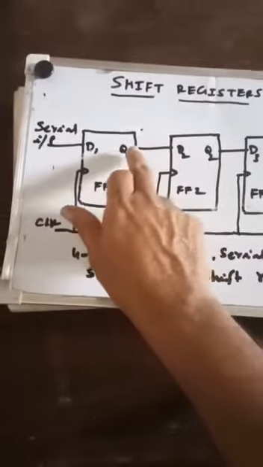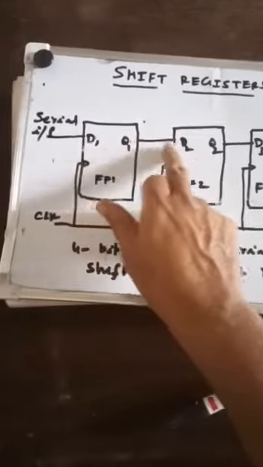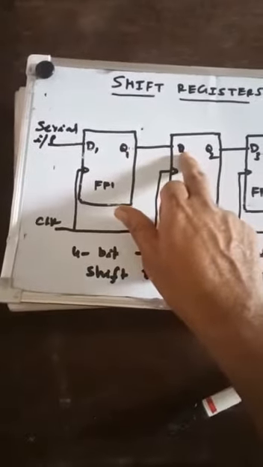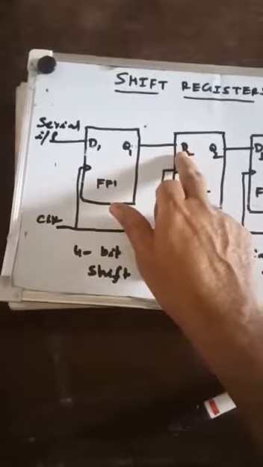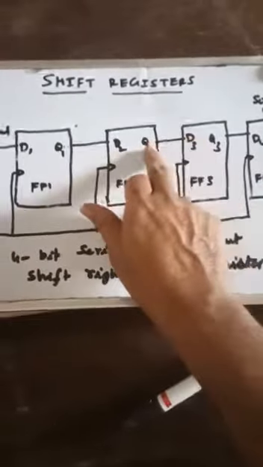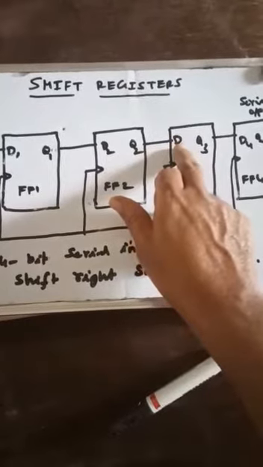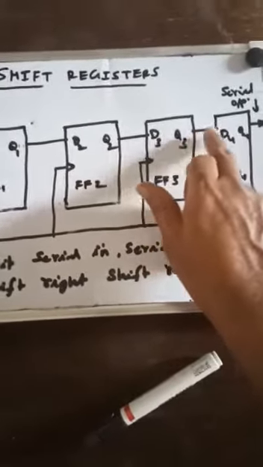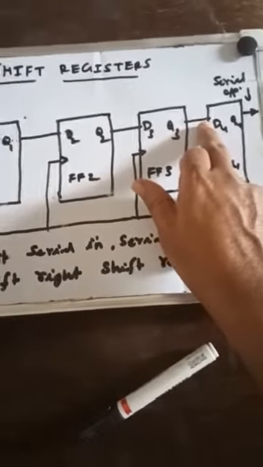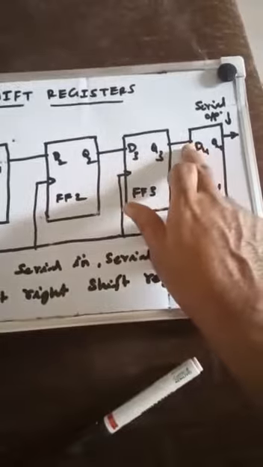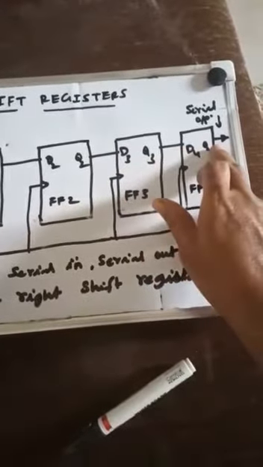This output of the first flip flop is connected to the input of the second flip flop. Since 1 is transferred, that 1 is available here. The same 1 will be transferred to the next one, and Q3 becomes 1, which will be transferred to D4. When D4 is 1 and activated, then Q4 is also 1.